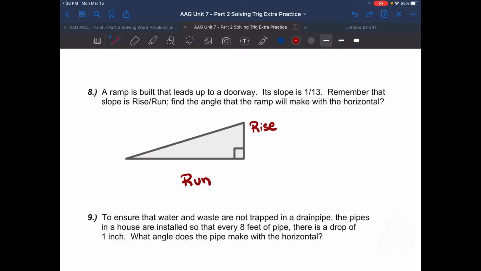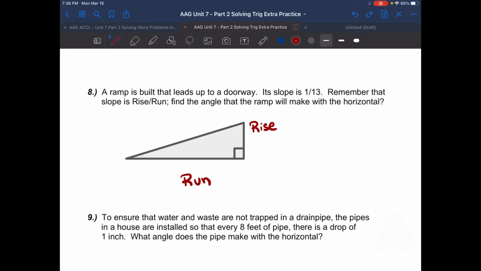Okay, let's try one more example in which they ask us to find an angle of elevation. So in this case, a ramp is built that leads up to a doorway. Its slope is 1/13. Remember that slope is rise over run. Find the angle that the ramp will make with the horizontal. All right, so after we read the directions, let's remember a few things. Yes, slope describes the steepness of a line, or in this case, the steepness of the ramp. The ramp has a slope of 1/13.